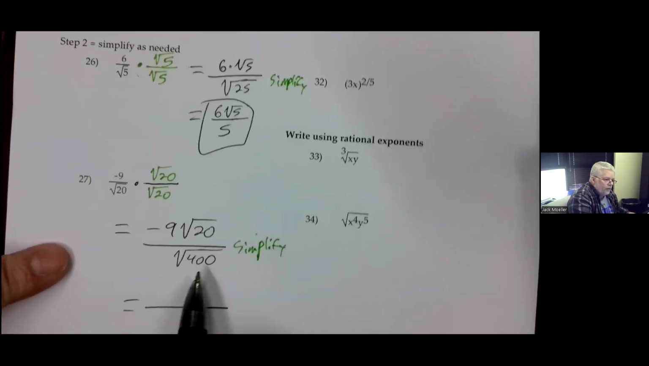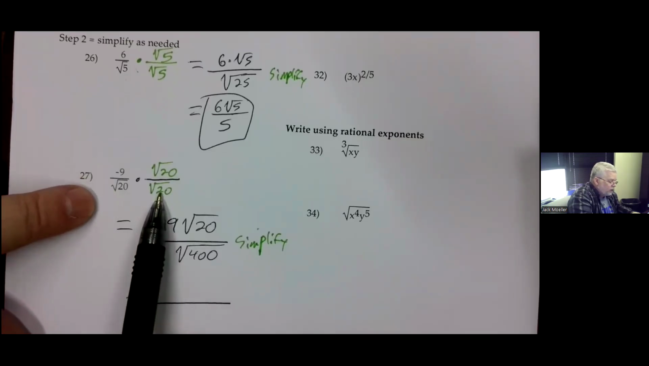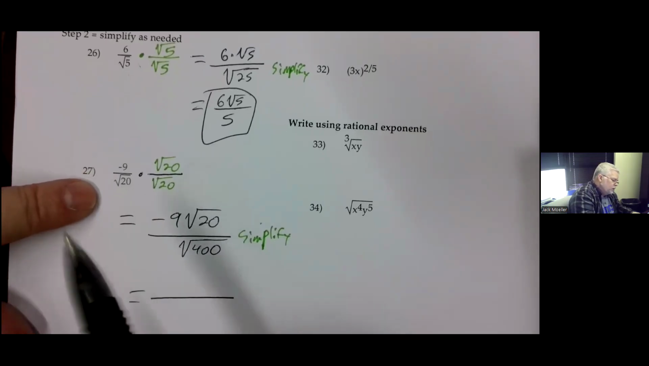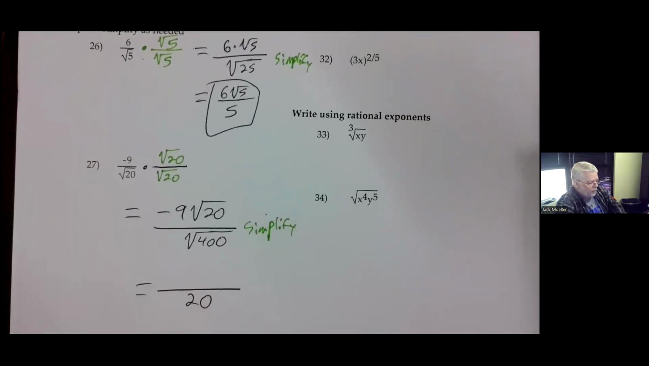Well, if you need the calculator for the bottom, that's okay. But we're doing square root of 20 times square root of 20, so we're multiplying 20 times 20. So the square root of 400 is 20. You want to back that up in a calculator, then by all means do so.